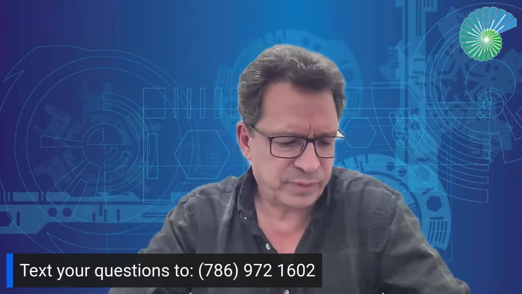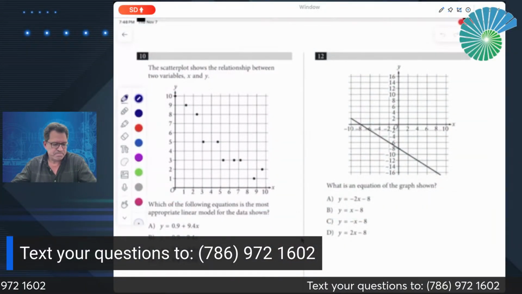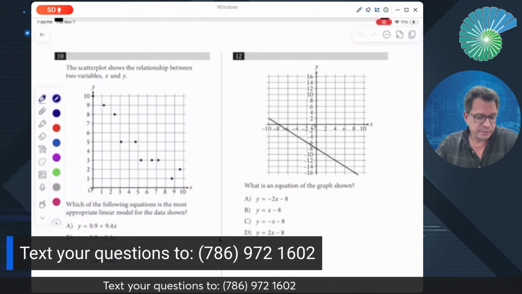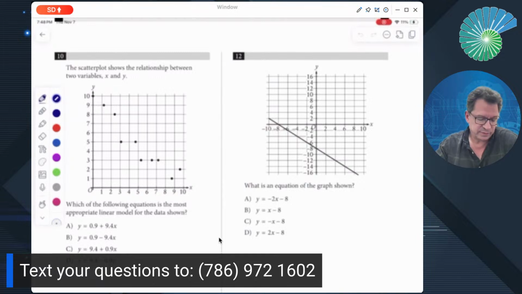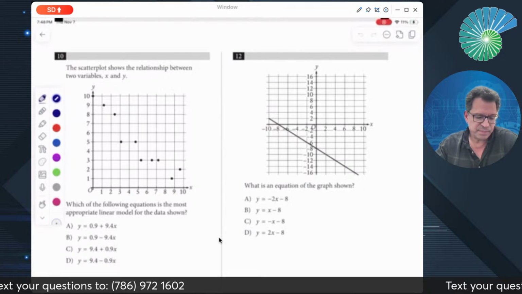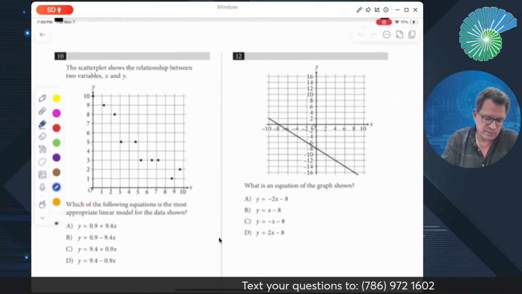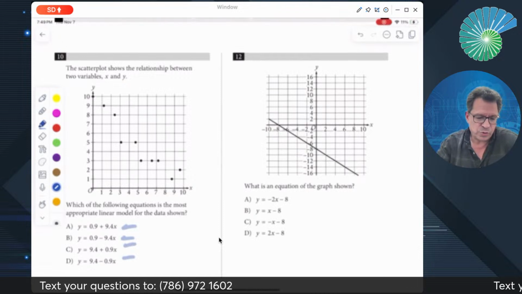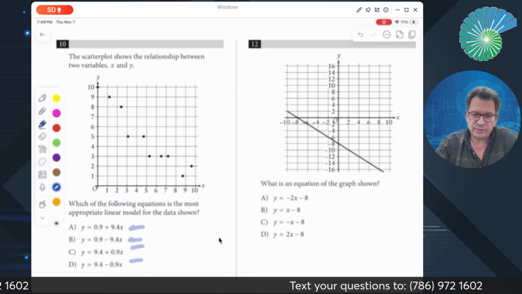So for now, let's begin the lesson going over two or three questions. Question number 10, we've done these types of questions before where you have points on a scatter plot, and the question is to determine which of the lines given in these four choices here could be the regression line for those points.